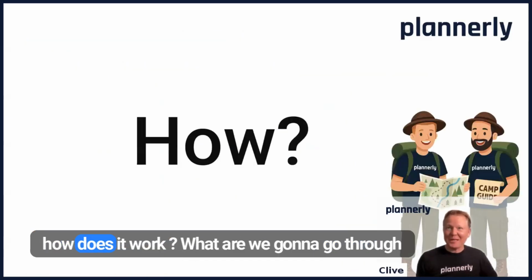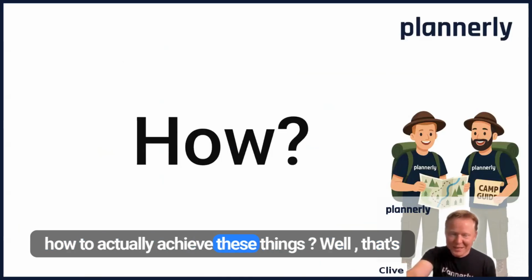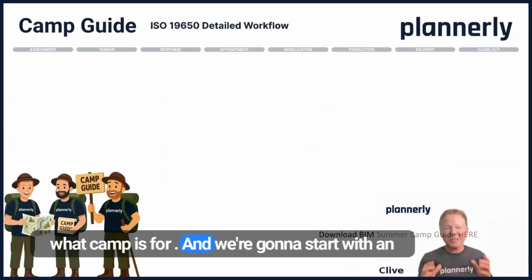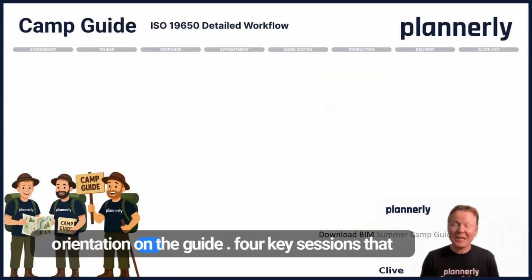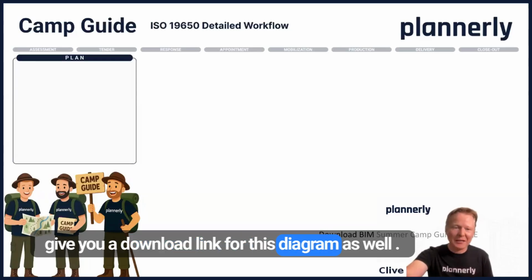But how does it work? What are we going to go through in detail? How are we going to actually understand how to actually achieve these things? Well, that's what camp is for. And we're going to start with an orientation on the guide, 4 key sessions that we're going to take you through. And we're going to give you a download link for this diagram as well.